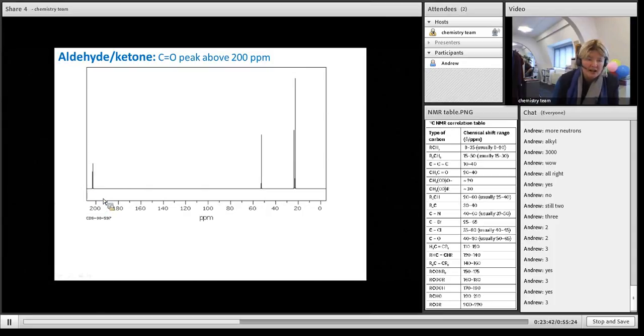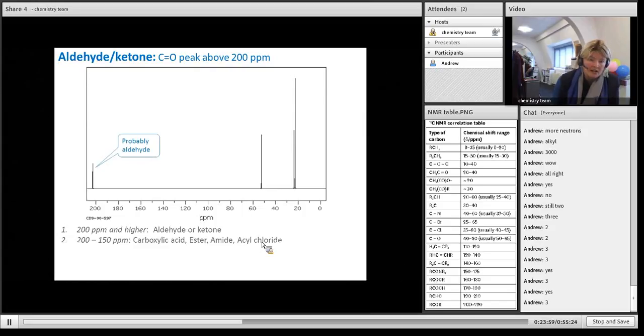They can start from like 198, but basically if they're above 200, you know it's an aldehyde or ketone. Ketones tend to be higher up, closer to 220, but you will see later in an example, I think in the next lesson, a ketone in a similar position to this. So look above 200 or 200 and higher. If there's a peak there, you've got an aldehyde or ketone. Now the next area you look is from 200 to 150.